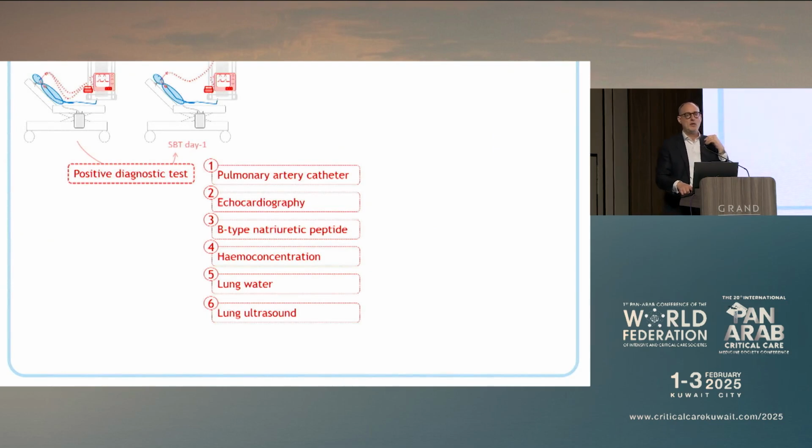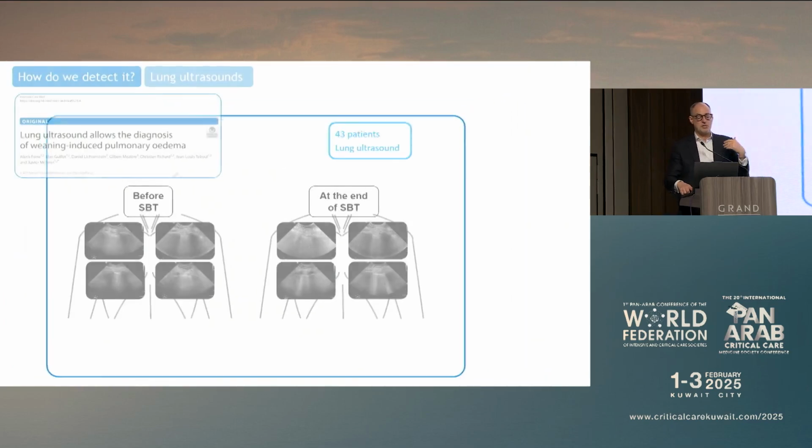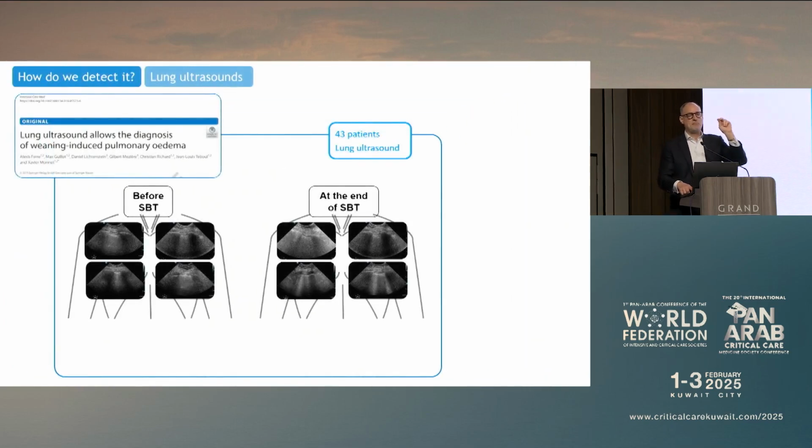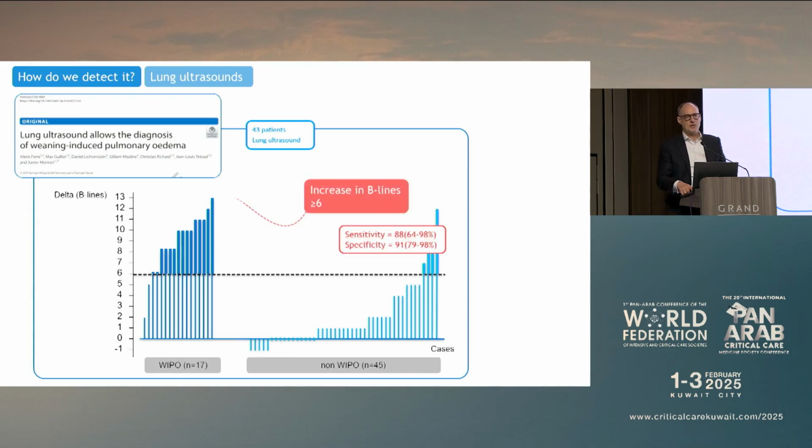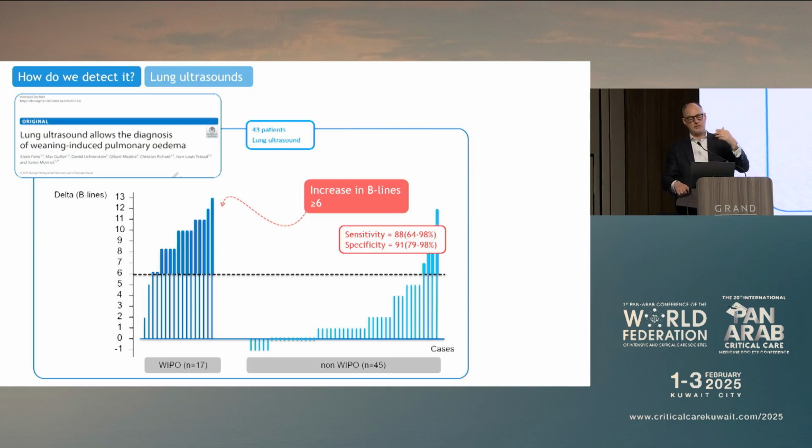Finally, another way to directly evidence lung edema is to use lung ultrasound and to detect these B lines that indicate interstitial lung edema. And in this study, we showed that the increase in B lines from the beginning to the end of the spontaneous breathing trial could detect weaning-induced pulmonary edema if the number of B lines increased by more than 6. The sensitivity and the specificity of the diagnosis were quite good.